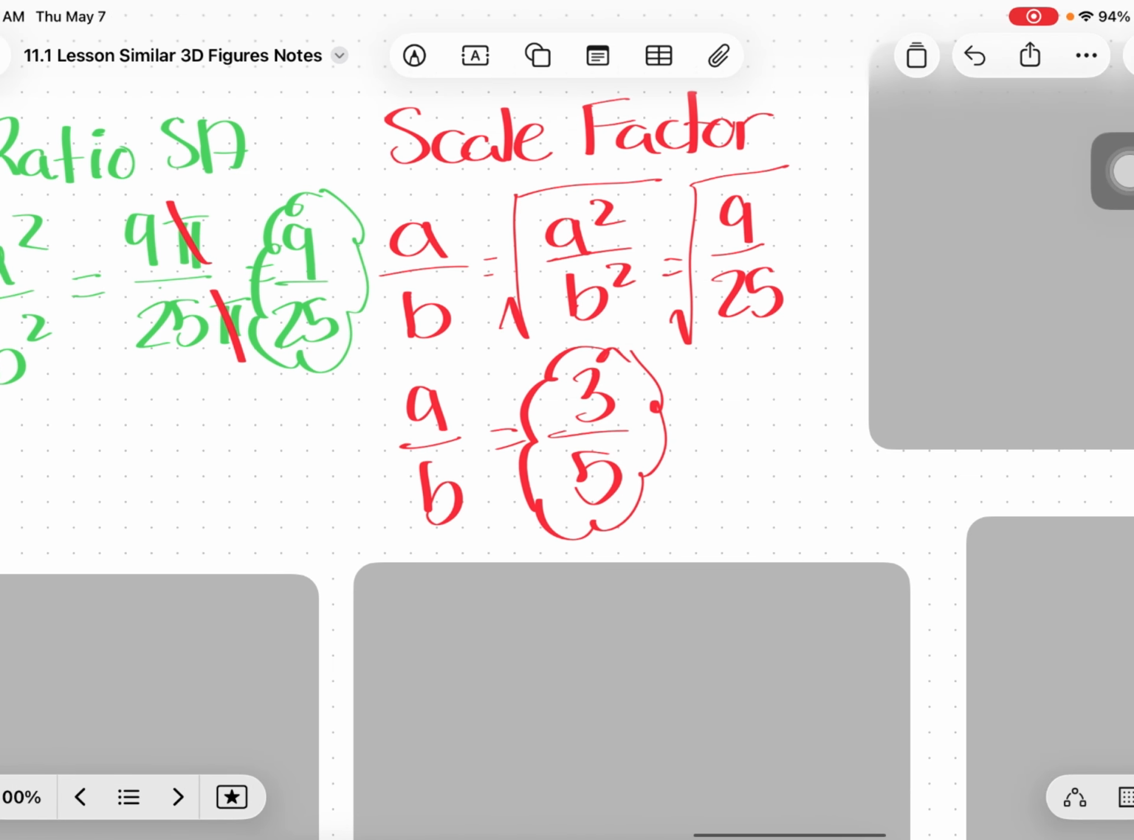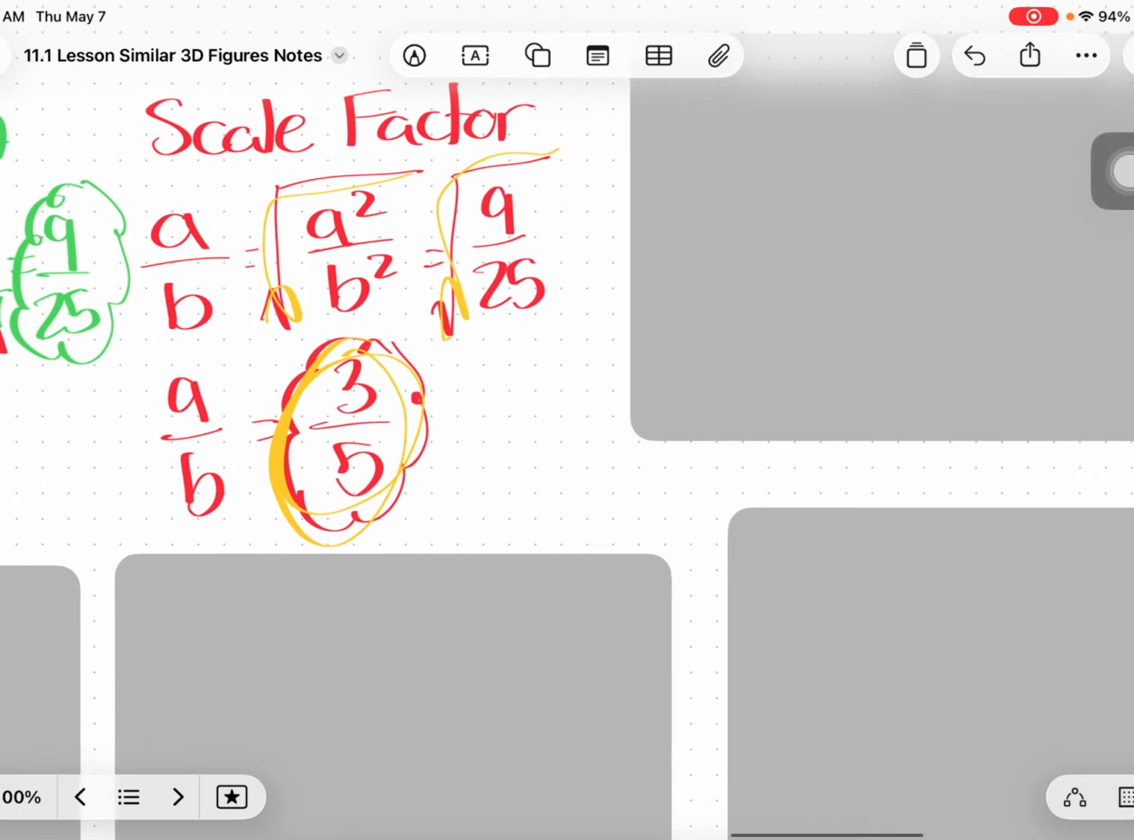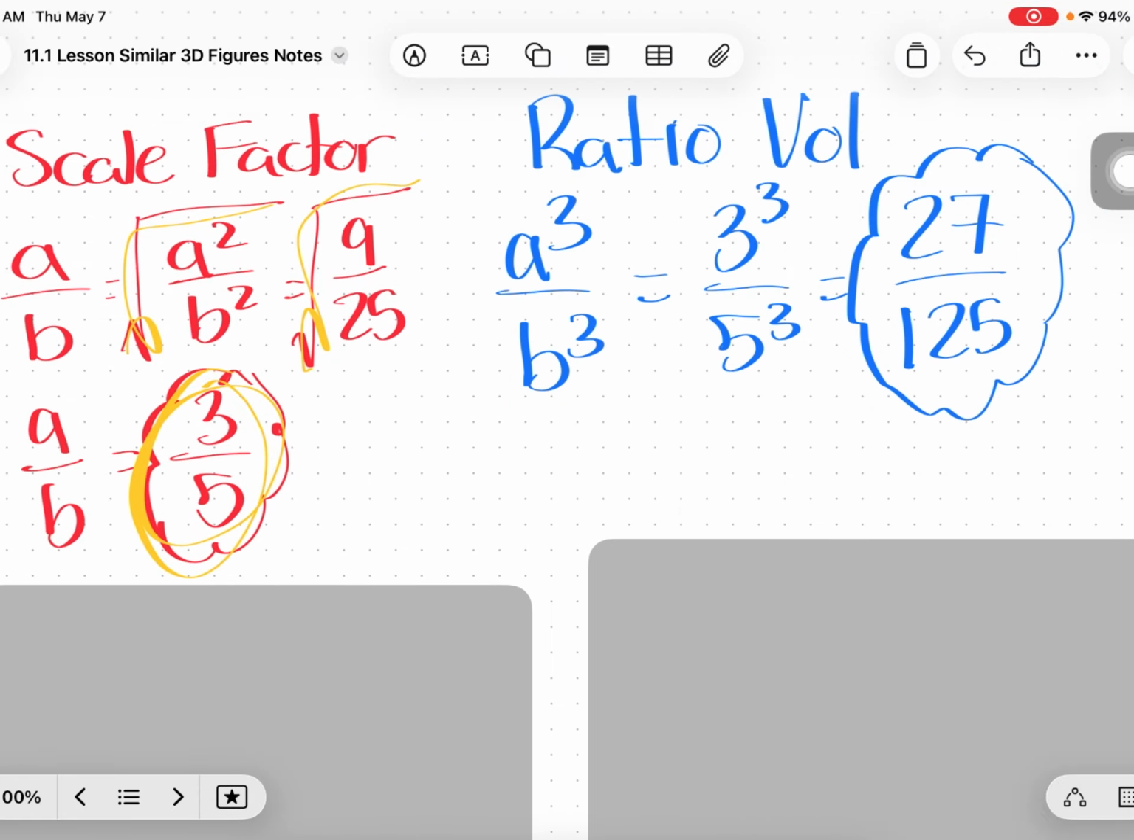So if we square root the whole thing, we can then individually square root 9. The square root of 9 is 3. The square root of 25 is 5. And so we get our scale factor of 3/5, which we can then use to find the ratio of volumes by doing what we did before and just putting those two numbers to the third power. So 3 to the third power over 5 to the third power gives us 27/125.